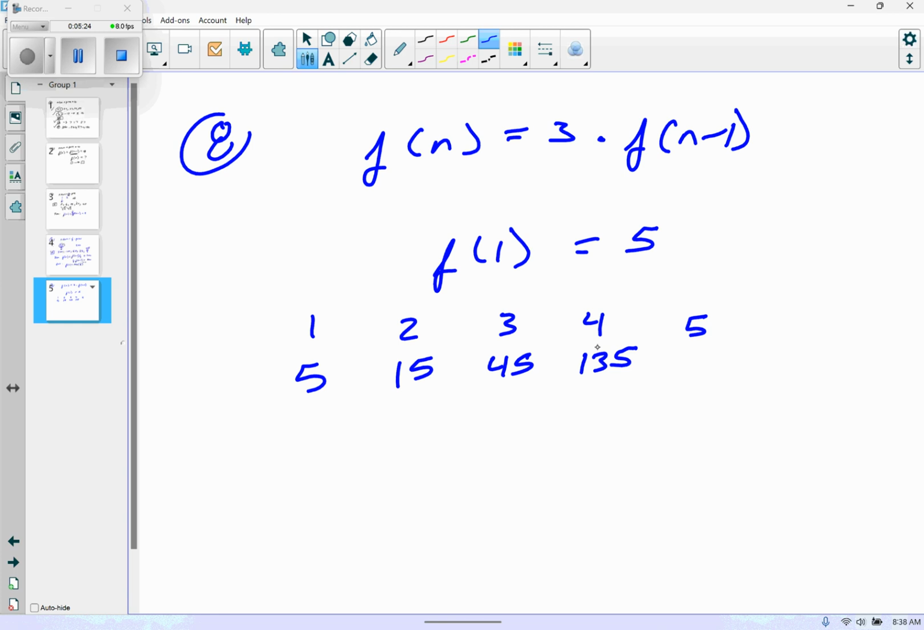And fifth term, multiply that by 3, so that's 15, carry the 1. 9, 10, carry the 1, 3, 405. Okay, those are terms.